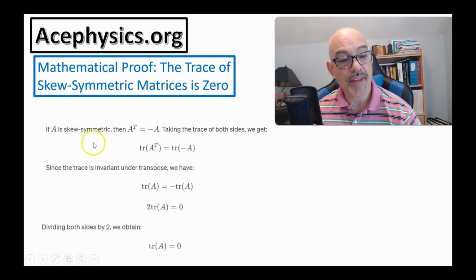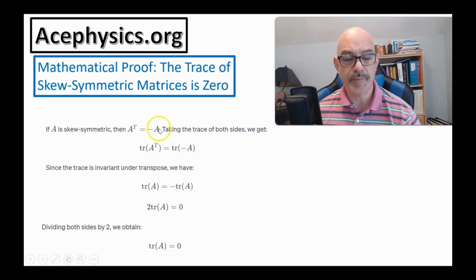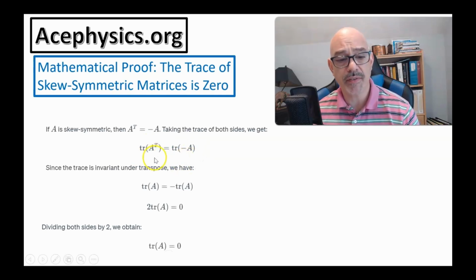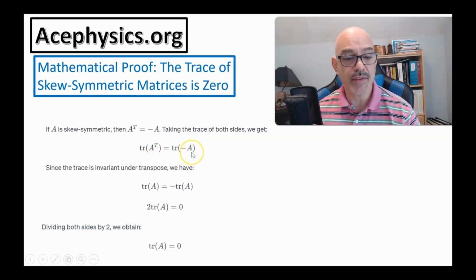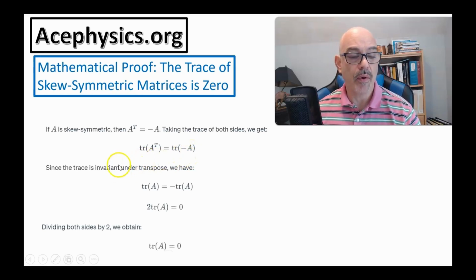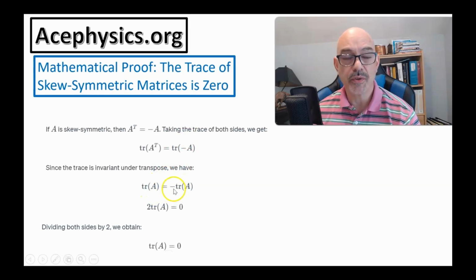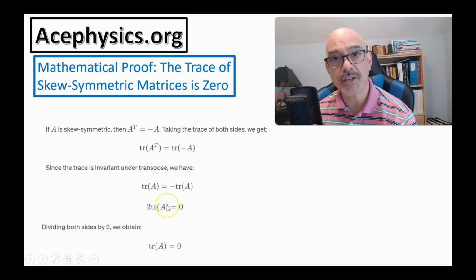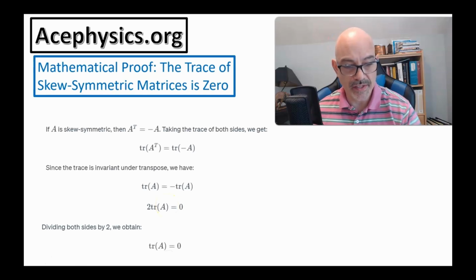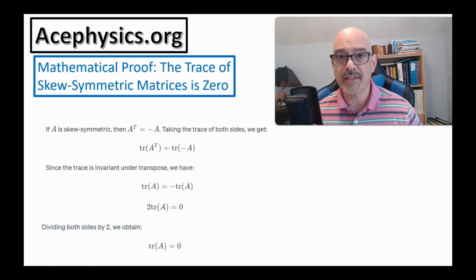First of all, the definition of a skew-symmetric matrix is that A transpose equals negative A. And now if I take the trace of both sides of that equation, that tells me the trace of A transpose equals the trace of negative A. And the trace is invariant under transpose. Therefore, the trace of A transpose is equal to the trace of A. And so we know that the trace of A is equal to negative the trace of A, and that tells us that 2 times the trace of A equals 0. And this is a proof that says all skew-symmetric matrices have trace 0, and that's an important property that you should memorize.